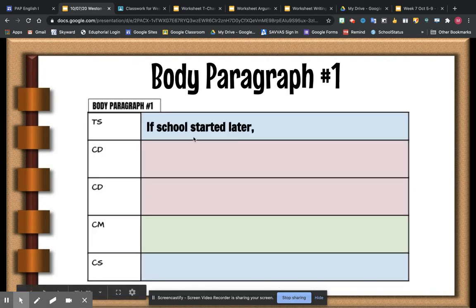Okay, so you're going to start with if school started later, or you don't have to, you can start with whatever you want. And then again, make sure we're using these transitions. Try not to use the same ones in both body paragraphs. For example, try to make it varied. Additional commentary, concrete detail, commentary. Make sure you put this shows that. And then your closing sentence.